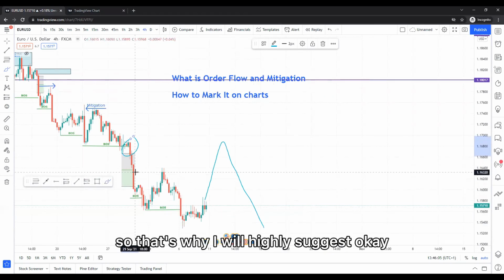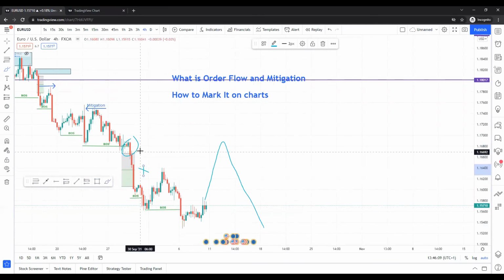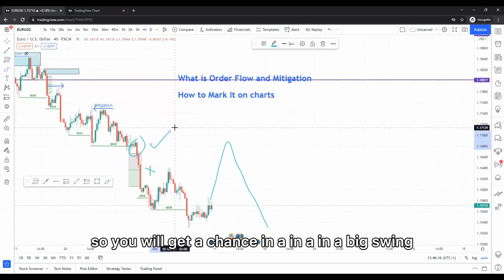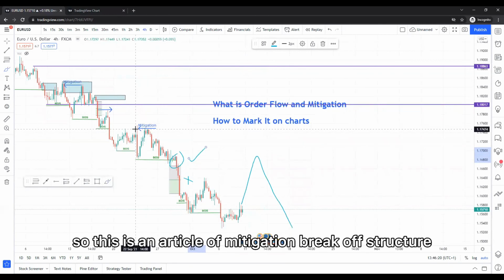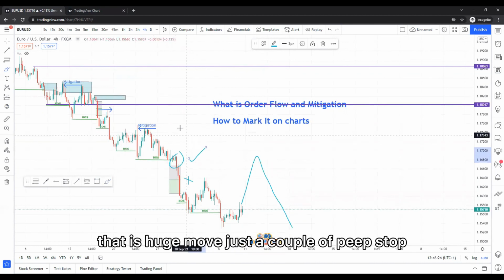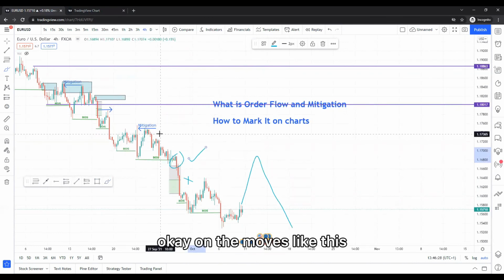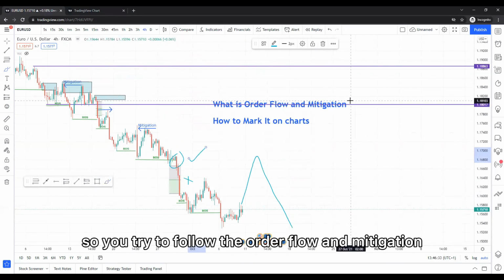So that's why I highly suggest, okay, don't trade this price inefficiency, go with only the order block like this. Okay, so you will get a chance in a big swing like this. So this is an order block, mitigation, break of structure. That is a huge move. With just a couple of pips stop, you will be doubling your account here. Okay, on moves like this. So try to follow the order flow and mitigation.